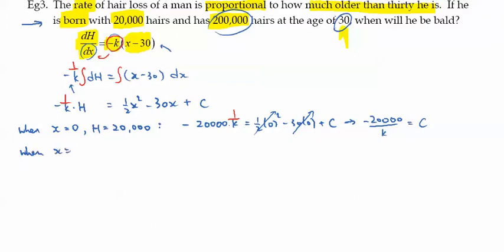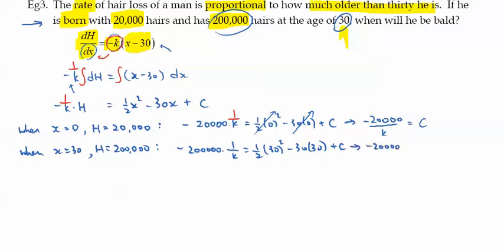When x equals 30, we have 200,000 hairs. And that means negative 200,000 times 1 over k equals 1/2 times 30 squared minus 30 times 30 plus c. And this time we have negative 200,000 over k equals this minus that. Use your calculator. That will give us negative 450 plus c.